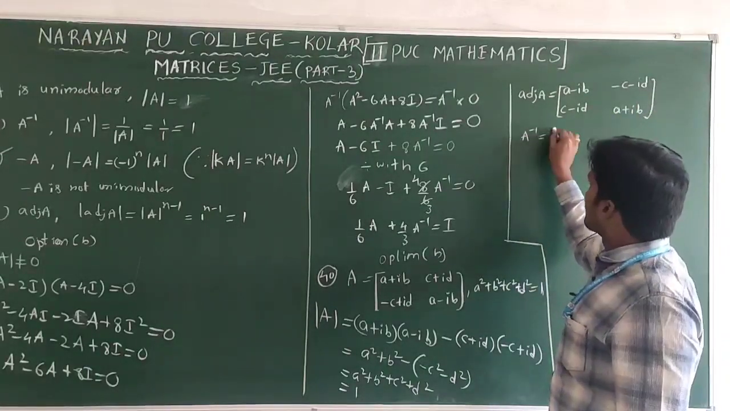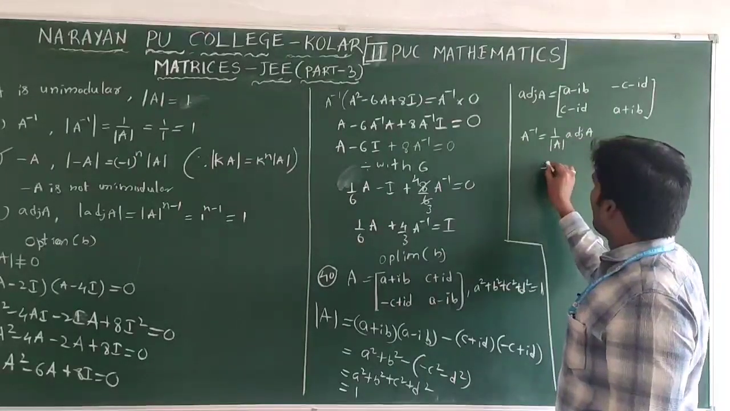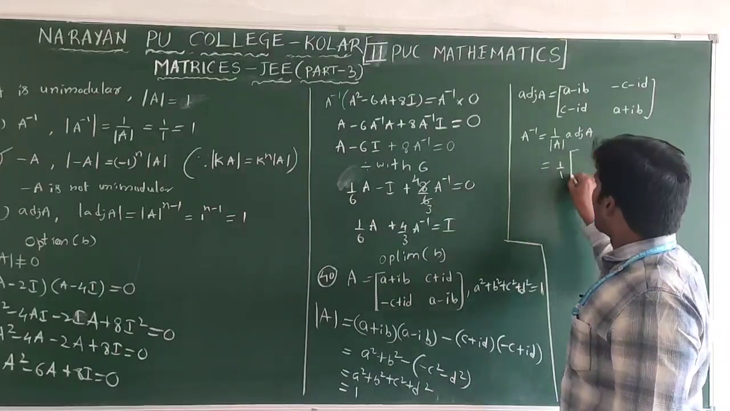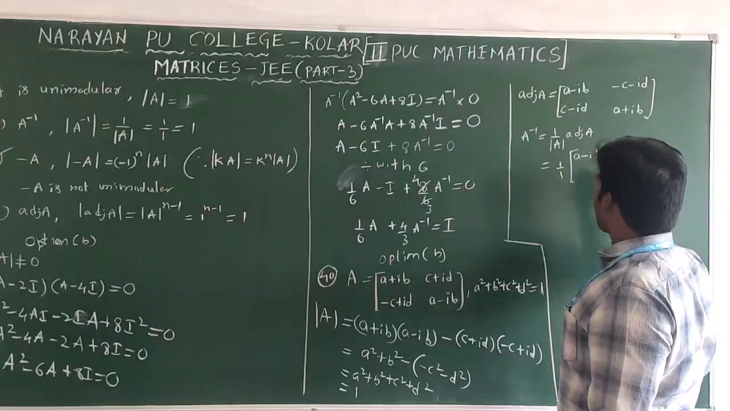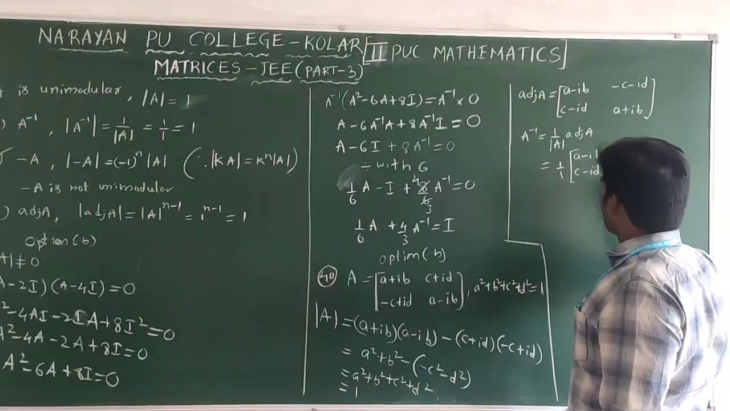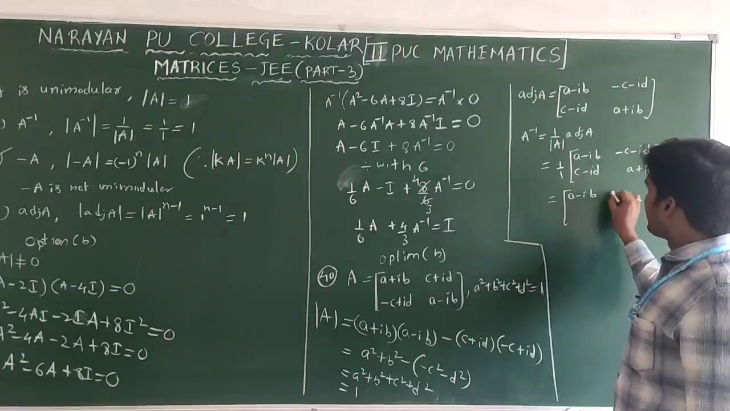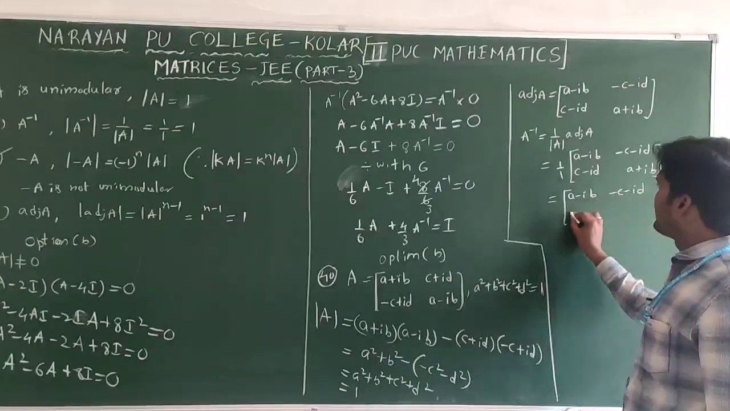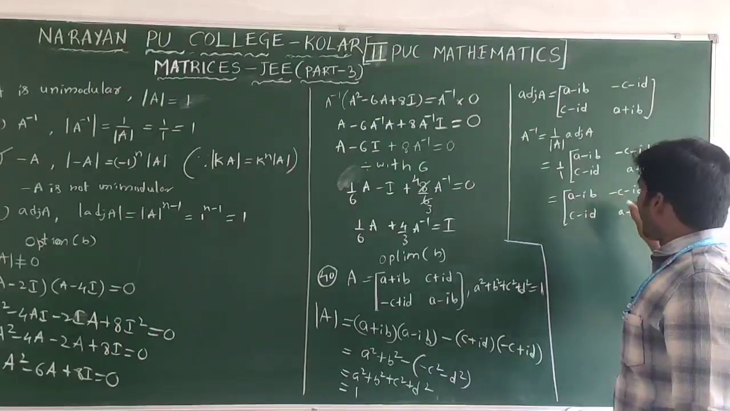Now here the A inverse formula is 1 by det A into adjoint A. 1 by 1 into adjoint A: A minus iB, minus C minus iD, C minus iD, A plus iB. Now 1 by 1 means no changes. You will get A minus iB, minus C minus iD, C minus iD, A plus iB.